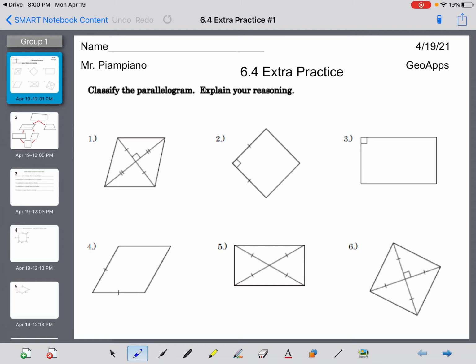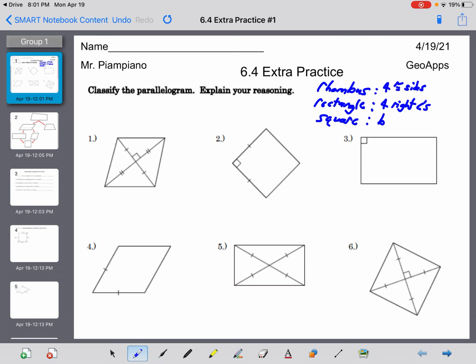Okay, so remember, your parallelograms as of right now, we have a rhombus, we have a rectangle, and we have a square. Okay? Now remember, your rhombus had 4 congruent sides. Rectangle had 4 right angles. And your square had both.